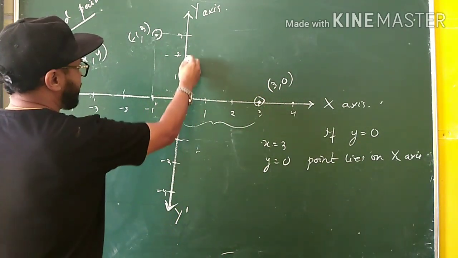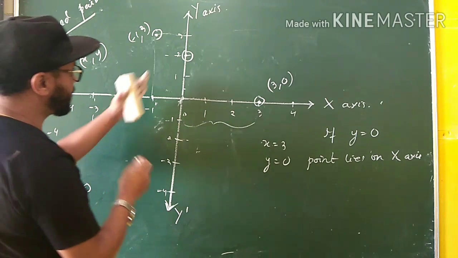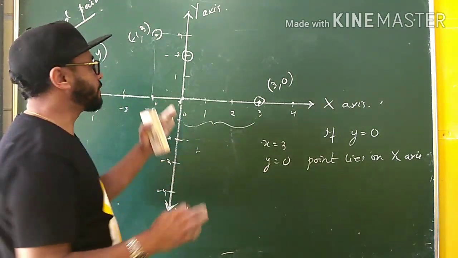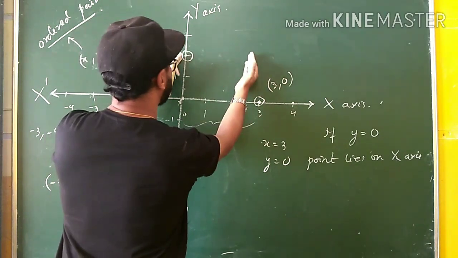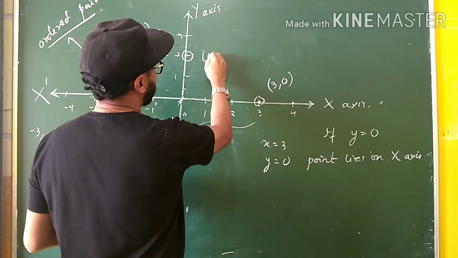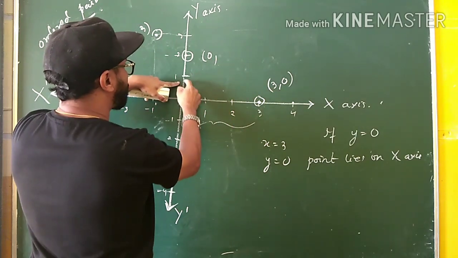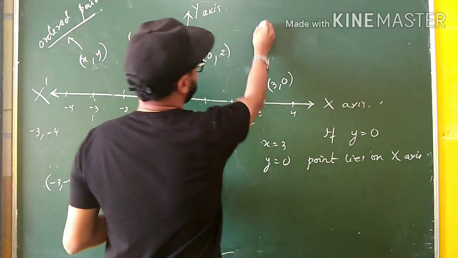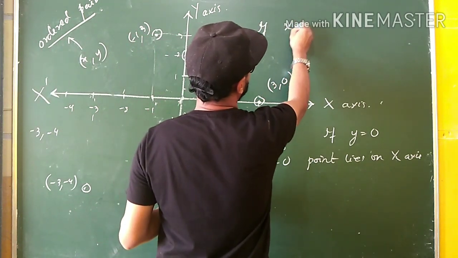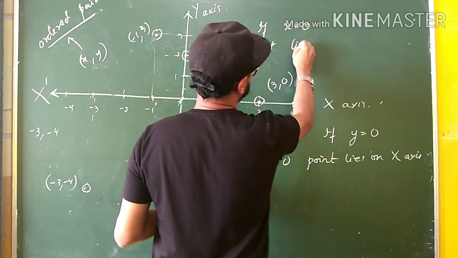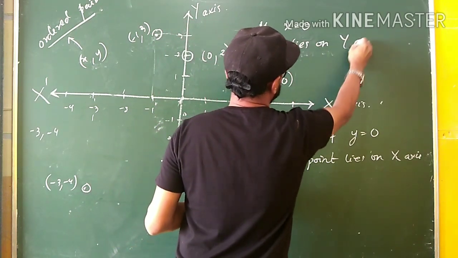And similarly, let us take a point here. If you look at this point, now can we get the value of x? No. Now to find the value of x, it either has to be on the right hand side or the left hand side of the y-axis. Alright? So here the value of x is 0, but the value of y is 2. So what we can conclude here is, if x is equal to 0, then the point lies on the y-axis.